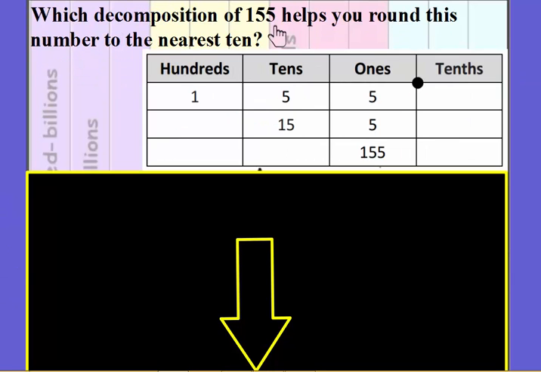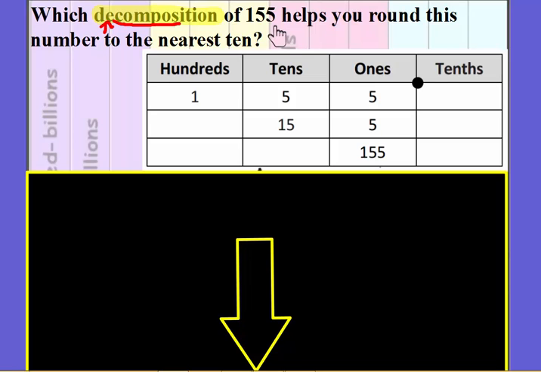I know it seems easy, but we need to do this in order to round with decimals. What decomposition of 155 helps you round this to the nearest number? Decomposition, what do you think that means? Well, that means breaking apart. Composition is from compose, which is my base word. This D means not, so not compose, so not put together. So we're breaking it apart.